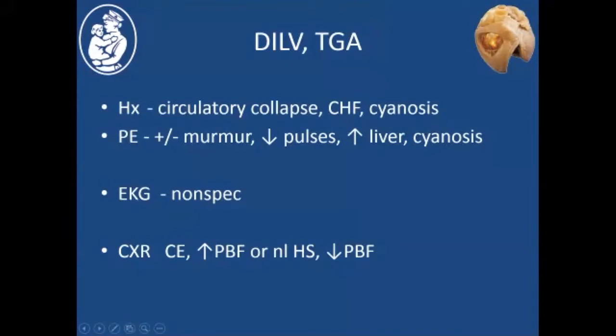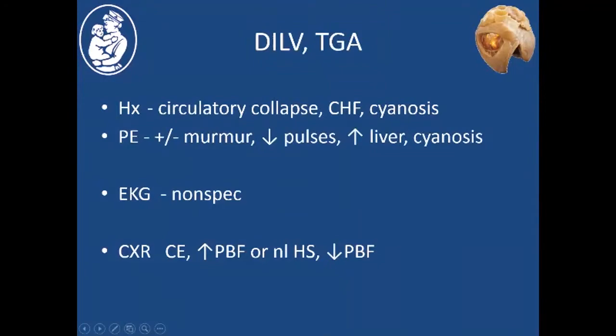So these with transposition, double inlet with transposition, depending on the size of the outflow chamber and the outflow foramen, if they're small and obstructive, we can see circulatory collapse when the ductus begins to close, or these patients may have relatively unobstructed pulmonary blood flow and be in heart failure from excessive pulmonary blood flow, or they may have quite a bit of pulmonary stenosis and present more with cyanosis.